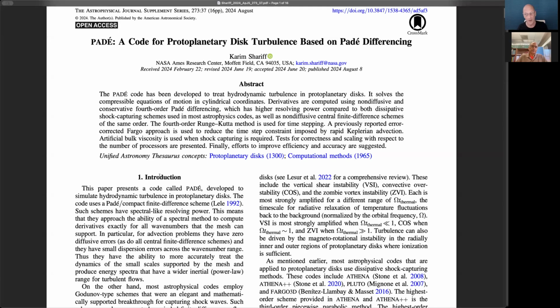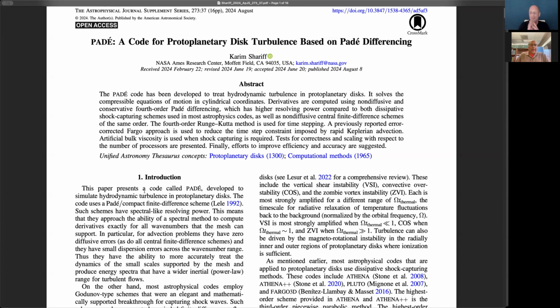Very cool. Very nice. And we're going to cover one of these lovely contributions in this very awesome ApJ Supplement article. It is open access. It's the open access era, people. You can go grab a copy for free. Go get one. Padé, a code for protoplanetary disk turbulence based on Padé differencing. And Karim, take us away.